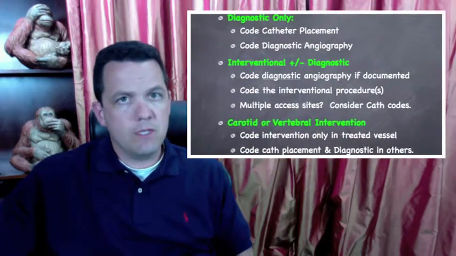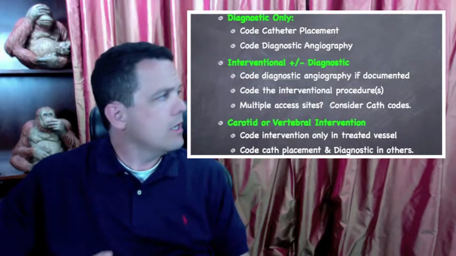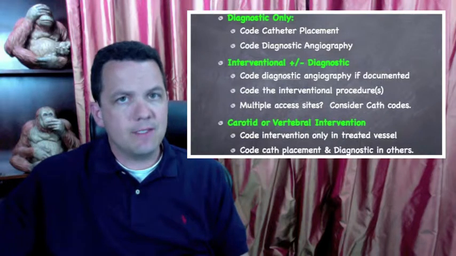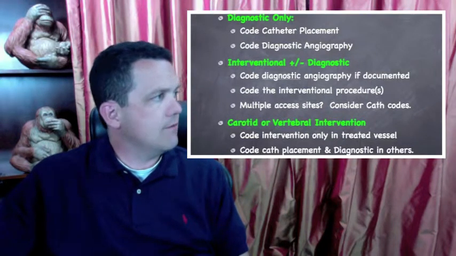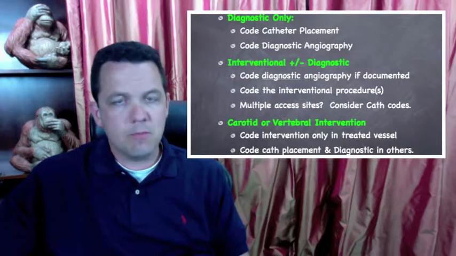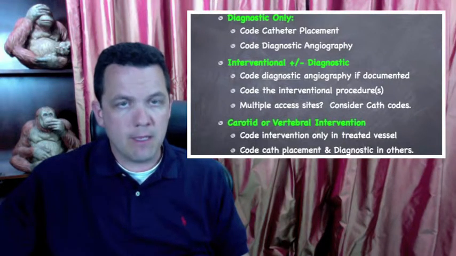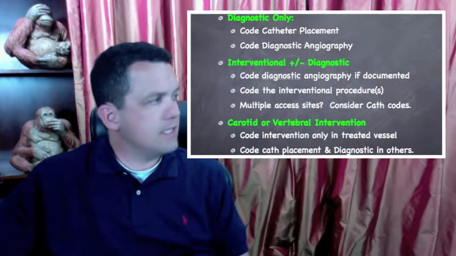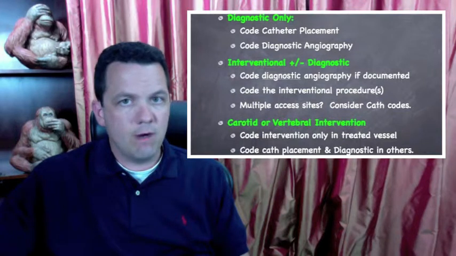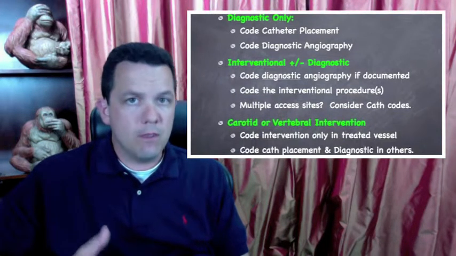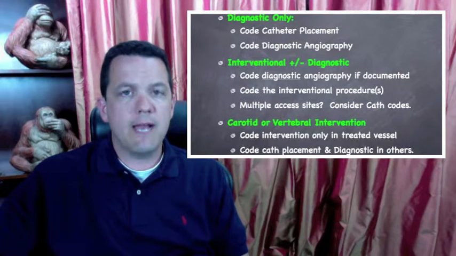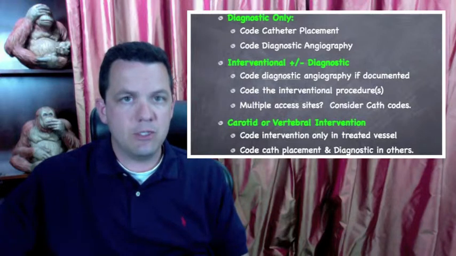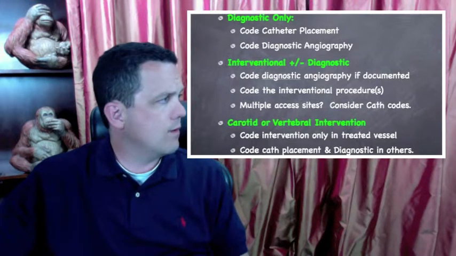The first set of rules that applies to diagnostic-only procedures requires us to code for both the catheter placement and for the diagnostic study that's performed. The second set of rules, we're going to code for any diagnostic procedures that are performed and clearly documented. We're going to code for the interventional procedure, and then if we see that there are multiple access sites involved, which is not typically the case, but in those limited cases, we'll be able to code for the catheter placement in addition to the intervention and potentially the diagnostic study that's performed.